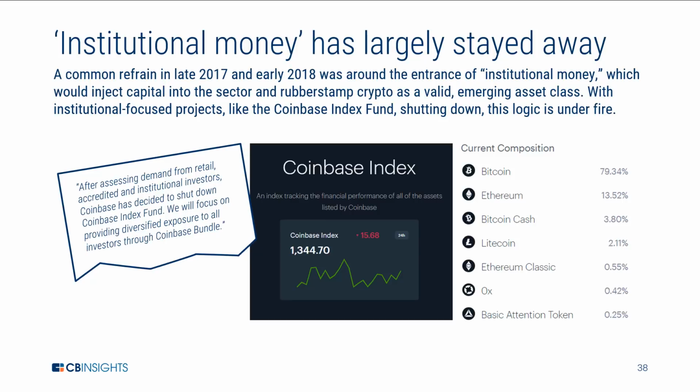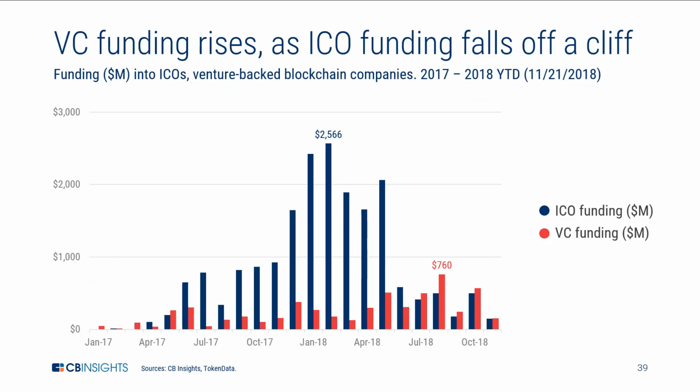A common refrain in late 2017 and early 2018 was around the entrance of institutional money, which would inject capital into the sector and effectively rubber stamp utility tokens as a valid emerging asset class. With institutional focused projects like the Coinbase Index Fund shutting down, this logic is under fire. And of course, this has led to a reversal in ICOs, with ICO funding numbers way down and traditional venture funding to blockchain-focused companies back on the upswing. So just to recap what we're seeing in utility tokens then, speculation has largely dried up, regulators are clamping down, and users have failed to show up.